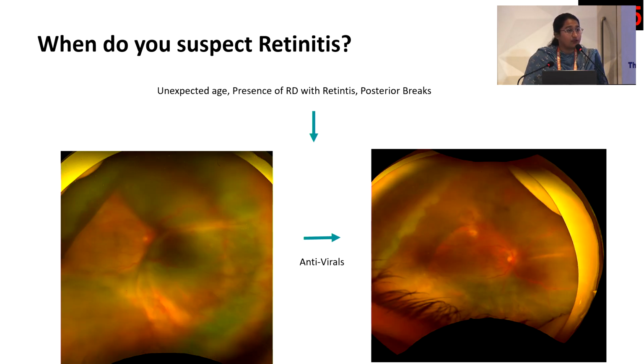The third scenario would be presentation at an unexpected age with an exudative retinal detachment or a retinal detachment having very posterior retinal breaks, such as this 8-year-old who presented to us with this image. He was started immediately on antivirals, and on day 7 there was reduction in his exudative retinal detachment. At the same time, you can see clearly the peripheral area of retinal necrosis.